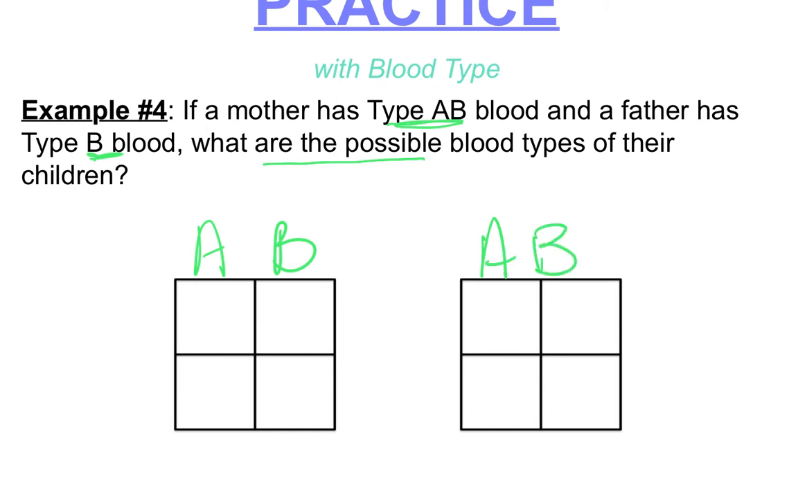Now, the father has type B blood. He only has to have one B allele to have type B blood. So his other allele could also be B, or it could be i. So what are our possibilities here, that their children, what type of blood can they possibly have? So I'm going to do my Punnett squares here, carry this one down.